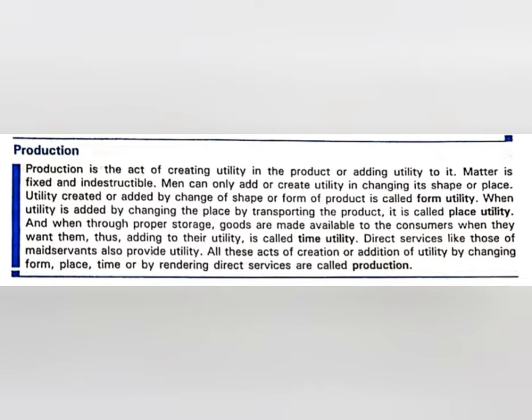Even the direct services, those that your maid servants give you, are also giving you utility. So all these acts of creation, or adding utility by changing the form, the place, the time, etc., or giving direct services, are known as production. All these things are placed under production. The time, the place and the form utility, even the direct services, are placed under it.